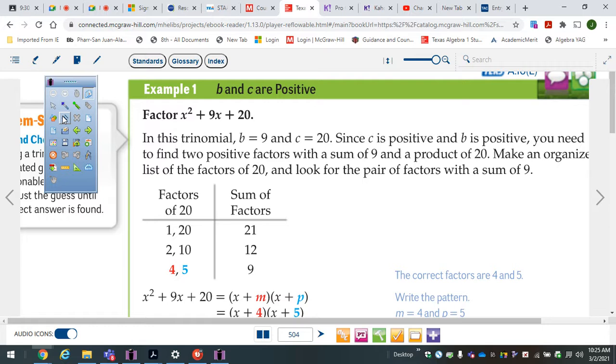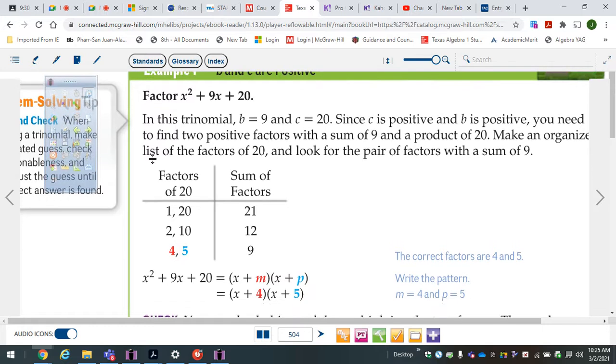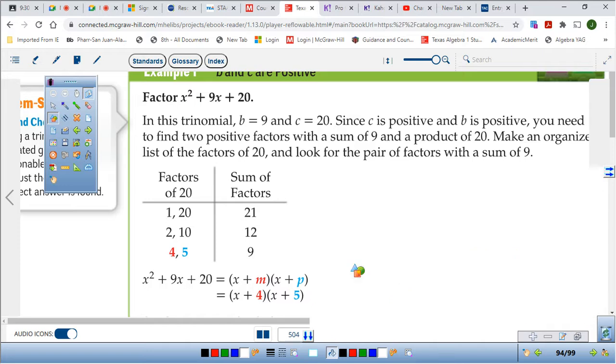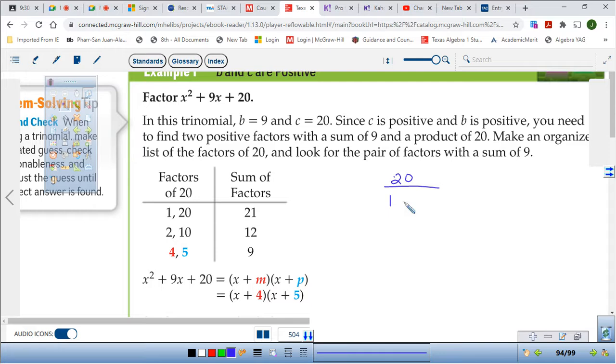So again, the factors. Just the way I do it, ready? The factors of 20. So look at this. So I'm going to go with the factors of 20. So this is what I'm thinking, 20. The factors, 1 and 20. 2 and 10. You see 11, 12, 13, all the way to 19. Those are not factors, so don't worry about it.